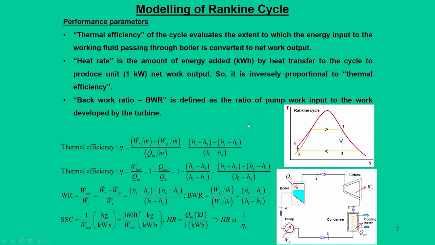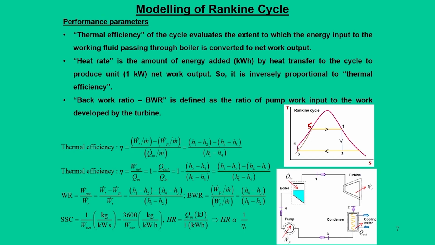Then we need to find out the performance indicators. For this Rankine cycle, we can go through the cycle 1, 2, 3, 4, 5 and 1. But now, if you want to calculate one by one, all the performance parameters I have already mentioned earlier: thermal efficiency, then turbine work, pump work, then net work, then work ratio, then back work ratio, and specific steam consumption and heat rate.